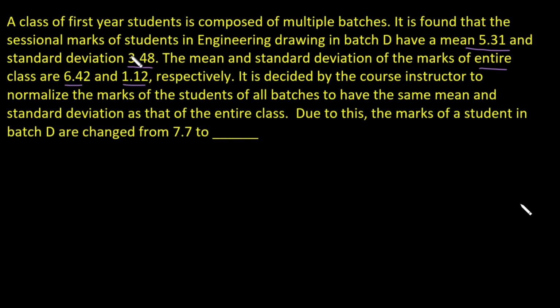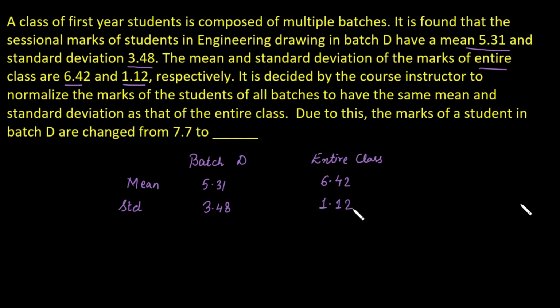Now, according to the statement, we can categorize it into two parts: one for batch D and another for the entire class. For batch D, the mean is 5.31 and for the entire class it is 6.42. The standard deviation for batch D is 3.48 and for the entire class it is 1.12.